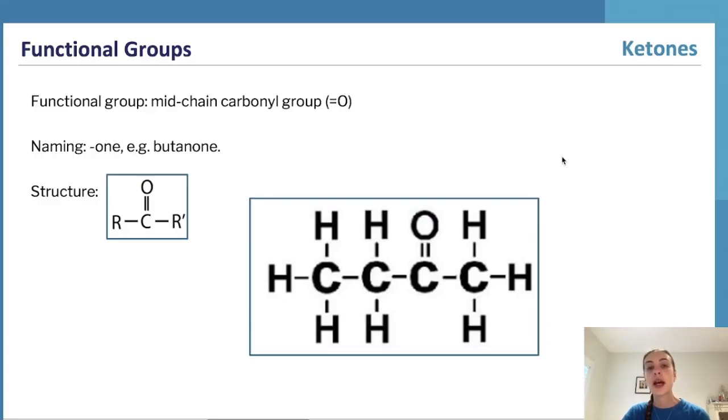The next one we want to look at is the similar molecule, which is ketones. Similar to aldehydes, it's got a carbonyl group. However, ketones have a mid-chain carbonyl group as opposed to an end-chain carbonyl group. For naming, we use the suffix -one.